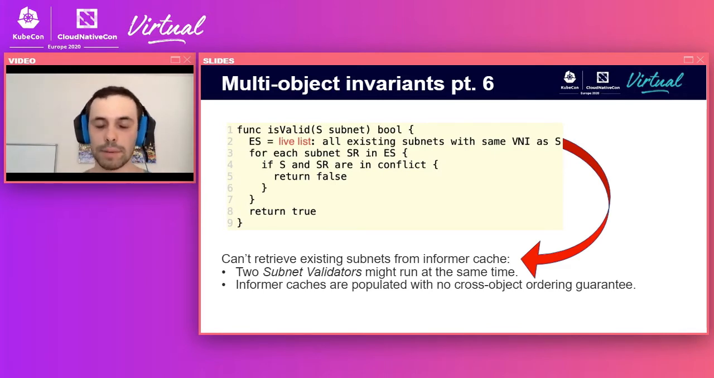And the subtlety is that when the validator validates a subnet S, and it retrieves all the other existing subnets in the same VXLAN virtual network as S, it uses a direct list against the API servers. And this might sound odd because remember that the validator has an informer on subnets with a local cache. And so it would be much more efficient to retrieve all the other existing subnets from that informer cache. However, there are edge cases where correctness would be violated.